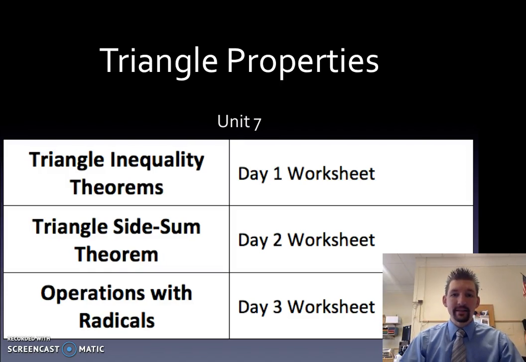So we're going to look at the second day of the triangle properties unit. Your homework tonight is going to be the day 2 worksheet. And we're going to talk about what's called the triangle side sum theorem. It's pretty quick, so let's jump right into it.